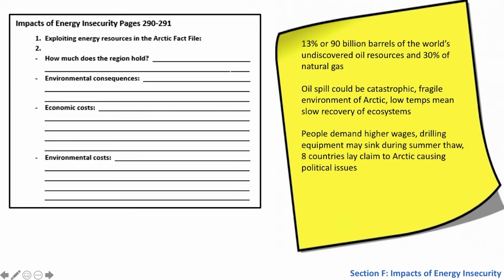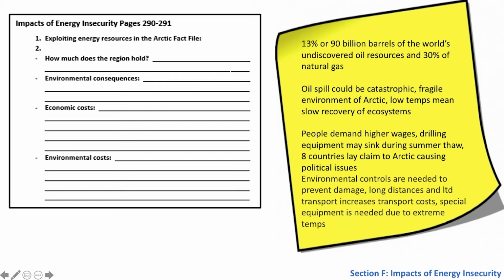People demand higher wages. Drilling equipment may sink during summer thaw. 8 countries currently lay claim to Arctic, causing political issues. So there are some economic costs in trying to extract that energy. And then obviously we've talked a little bit already about the environmental costs. Environmental controls are needed to prevent damage.